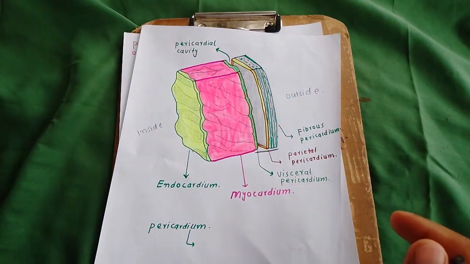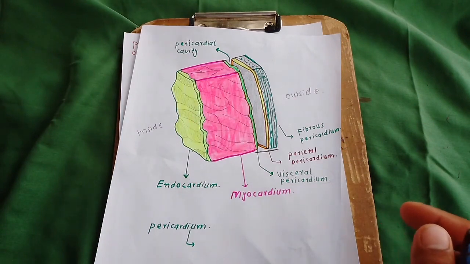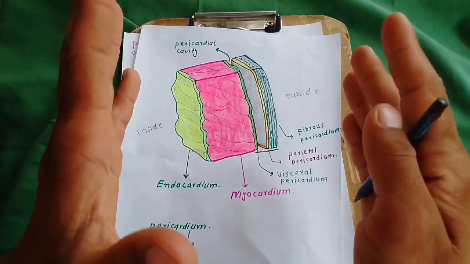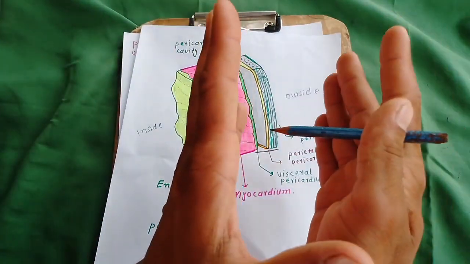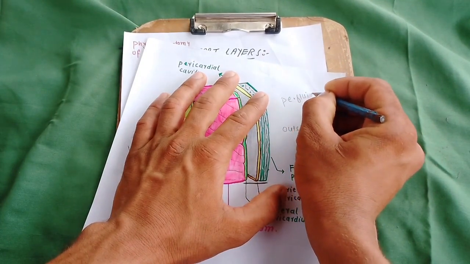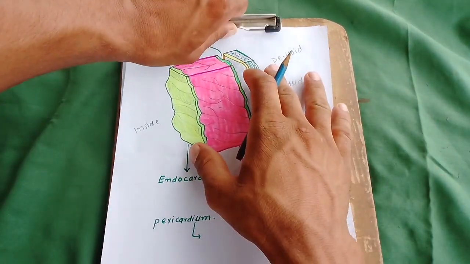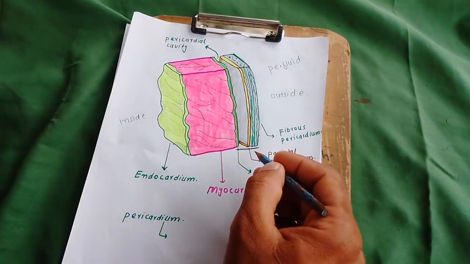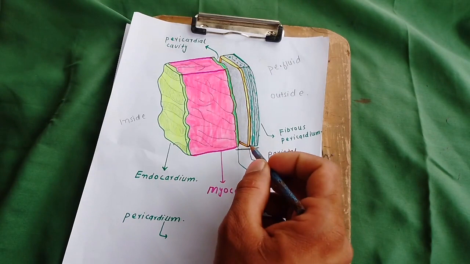What is the function of the pericardial cavity? The pericardial cavity contains a fluid which is called pericardial fluid. What is the function of the pericardial fluid? The pericardial fluid here is produced by the parietal layer and the visceral layer.